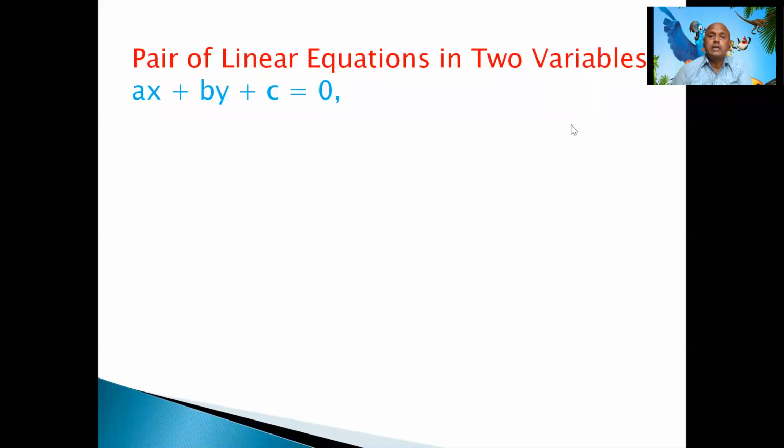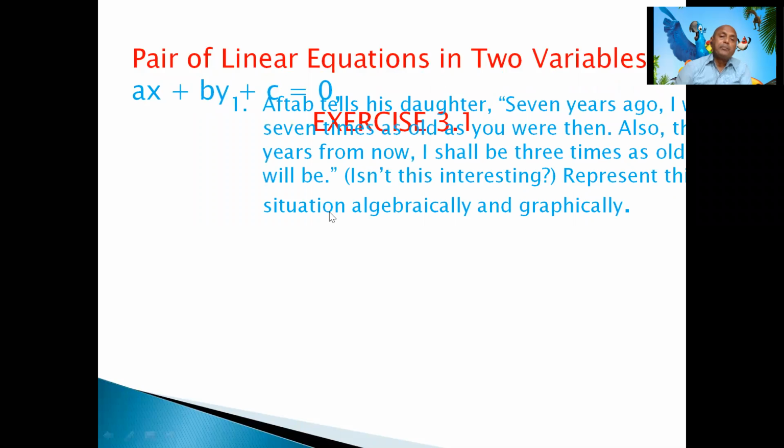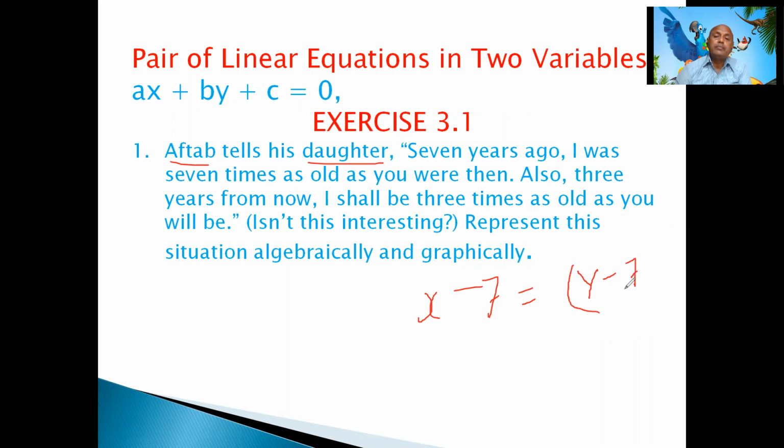Now see the question related to exercise 3.1. The first question is, Aftab tells his daughter, here two persons are Aftab and daughter, 7 years ago. 7 years ago means before 7 years, that is minus 7. So if the father is x years old, 7 years ago he will be x minus 7. The daughter is y years old, so 7 years before she will be y minus 7. So I was 7 times. So the relation between them is 7 times.